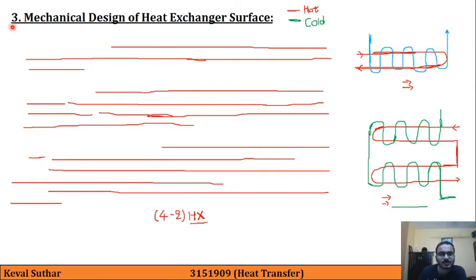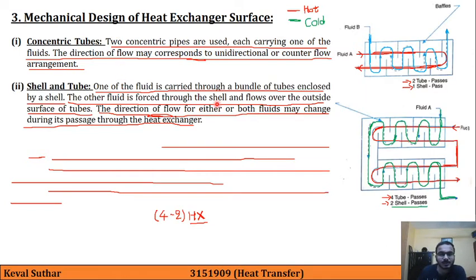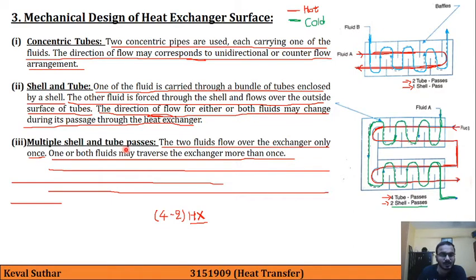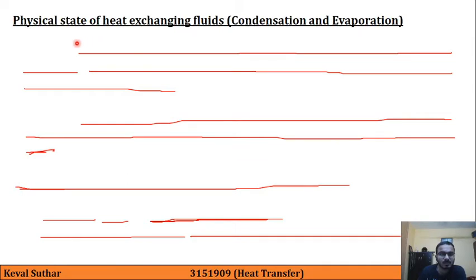Next classification is according to mechanical design of heat exchanger surface. Here first is concentric tube, that is we have already seen parallel and counter flow heat exchanger. Then shell and tube heat exchanger and multiple shell and tube passes. Then the physical state of heat exchanging fluids, that is here we will be discussing about condensation and evaporation.